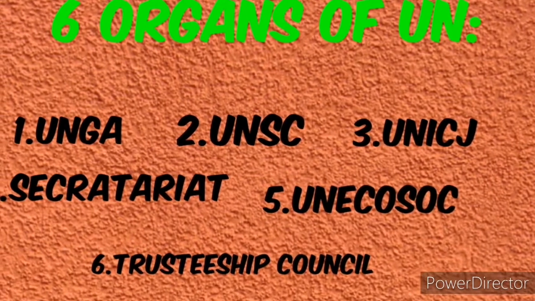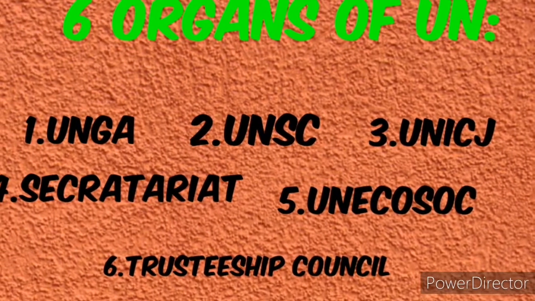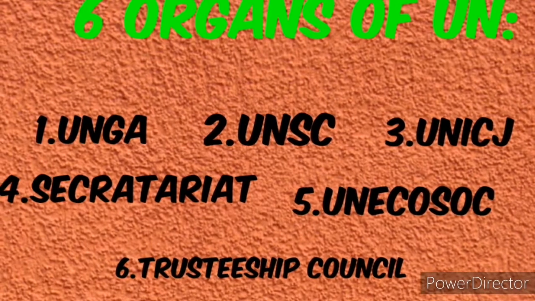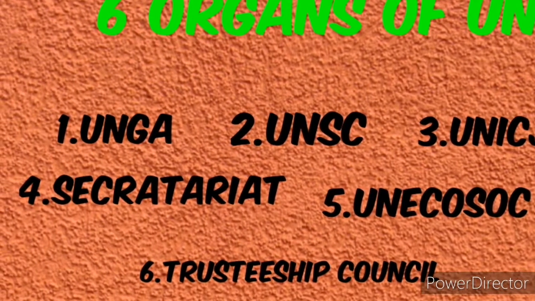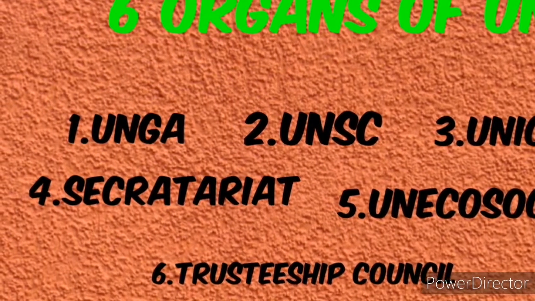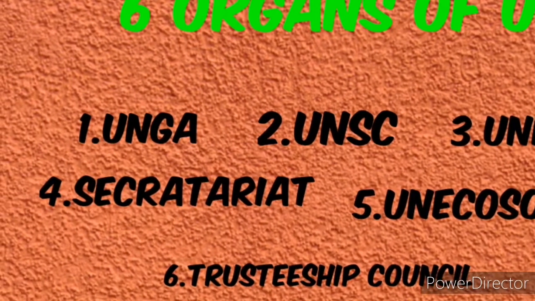There are 6 organs of the United Nations, that is the General Assembly, Security Council, International Court of Justice, Economic and Social Council, Secretariat and Trusteeship Council.